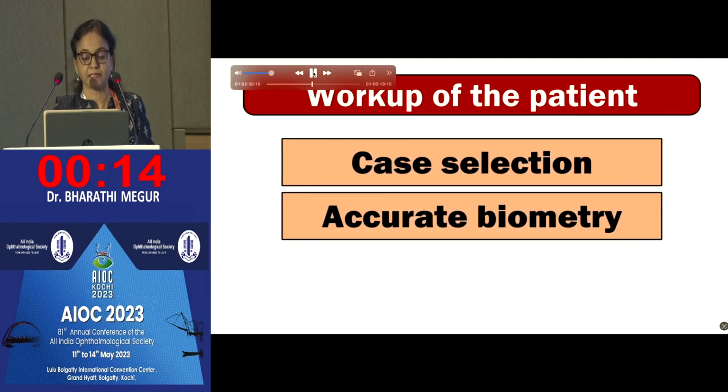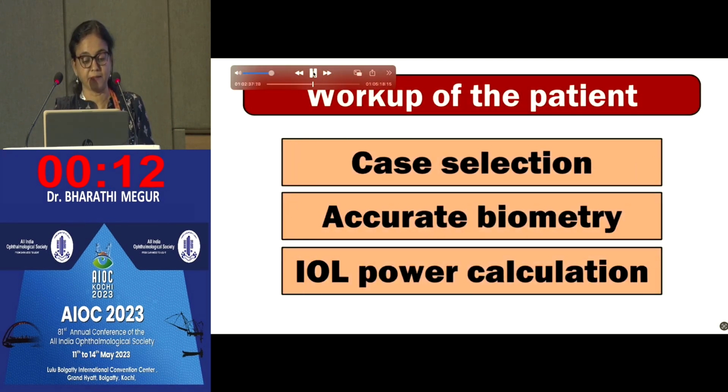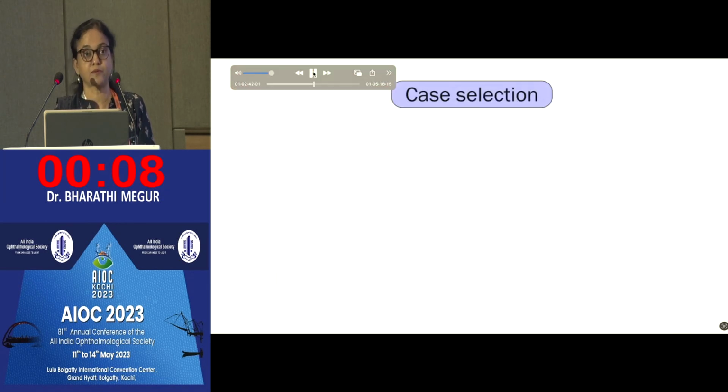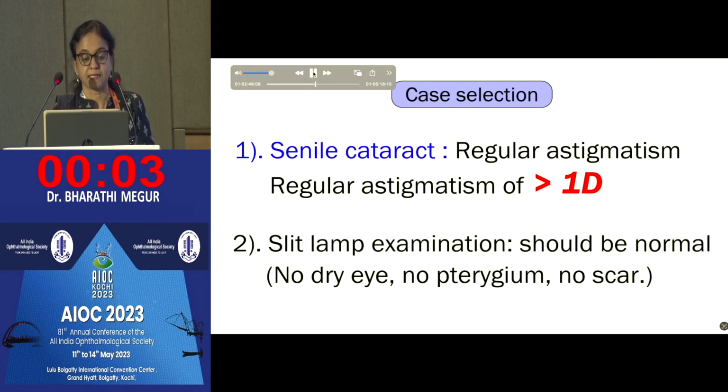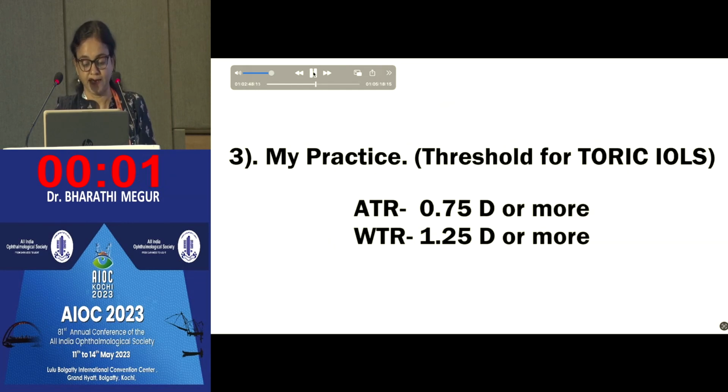Workup of the patient includes case selection, accurate biometry, and IOL power calculation. Case selection includes ruling out pterygium, dry eye, and other aspects. Senile cataracts, usually with more than 1 diopter of astigmatism, is the usual indication. In my practice, I would be low on my threshold for against the rule astigmatism, usually 0.75 is the cutoff. With the rule astigmatism, 1.25 diopters or more.